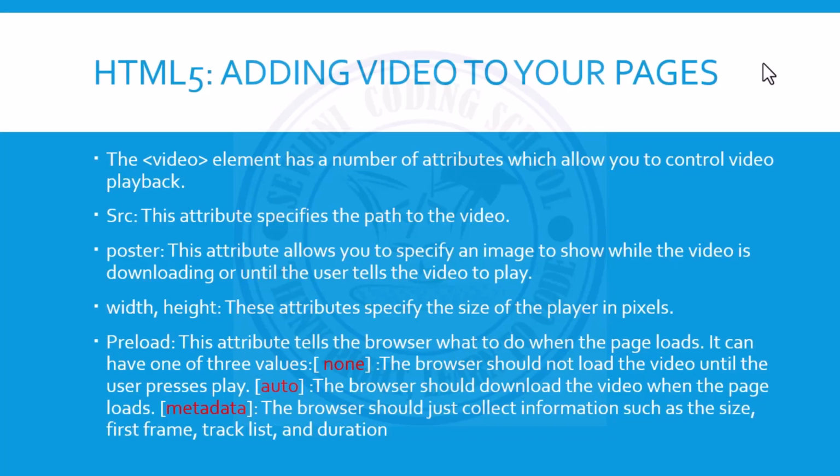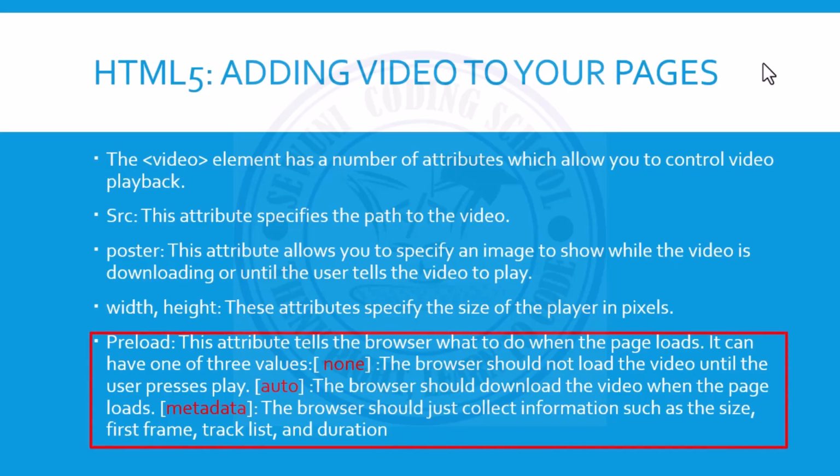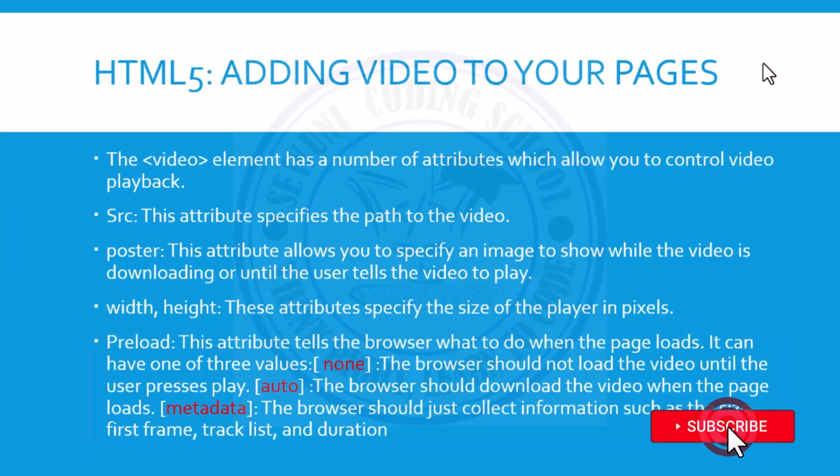There's also the preload attribute. The preload attribute tells the browser what to do when the page loads. It also has some values inside that attribute of preload. When you indicate the preload and you give it a value of none, the browser should not load the video until the user presses play. So it comes with the player and indicates all the playback buttons: play, stop, pause, anything you want to do.